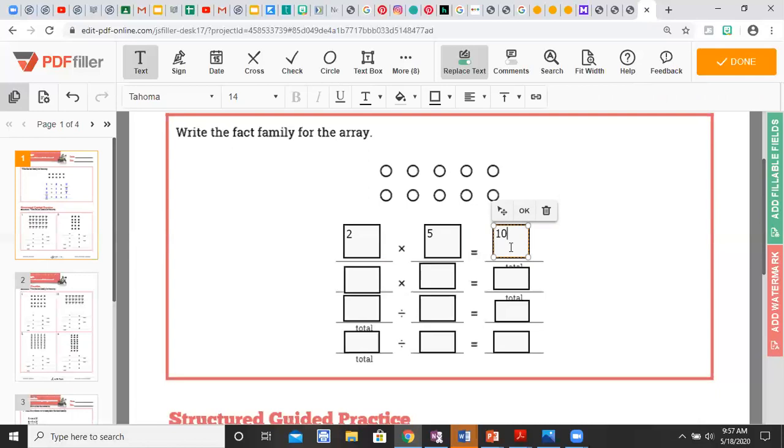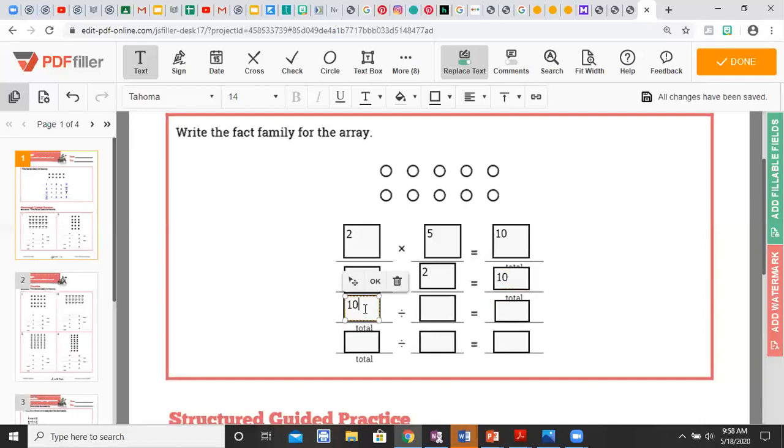I can use the commutative property now, and I can write it the other way. So if 2 times 5 equals 10, I know that 5 times 2 is also equal to 10, and 10 is my total. So now to do the division parts of these fact families, I'm going to put my total, which is 10, in the first box.